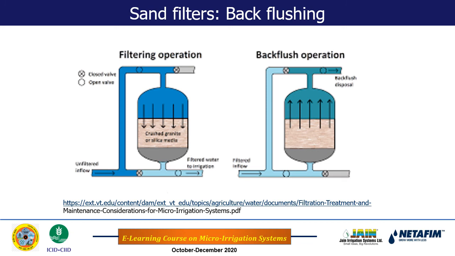In the case of back flushing, the valves which were open during the filtering process need to be closed. So in back flushing, instead of moving through the inlet, water will move from the outlet, which is at the bottom, and then it will come into the inlet, and as this valve is open, the water with the impurities will be taken out. So this is the back flushing process.